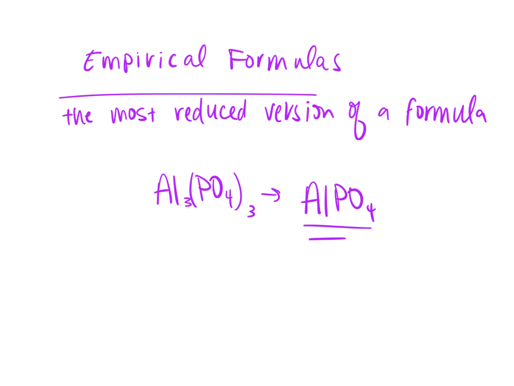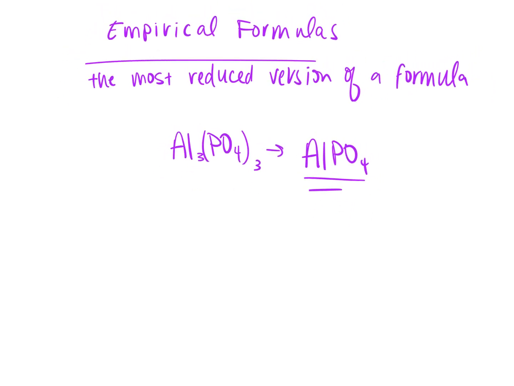Where empirical formulas become a little bit different is with a covalent compound. And we have a covalent compound maybe that looks like this, N2O4. And we would name that dinitrogen tetroxide, right? But with covalent compounds, we don't reduce them. Would we agree with that?